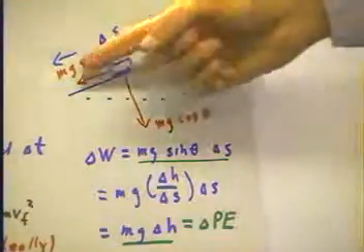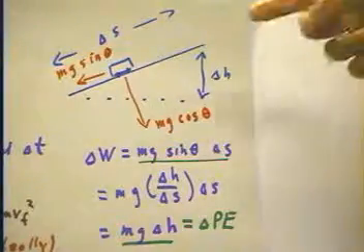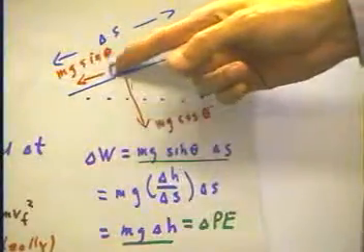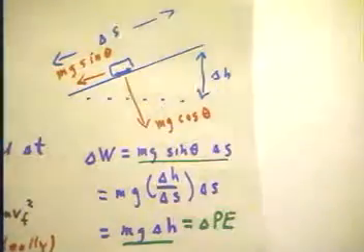So by assuming an angle theta and a delta s up the incline, we find that the work we do in pushing the object up the incline in the absence of friction is indeed equal to the change in potential energy.